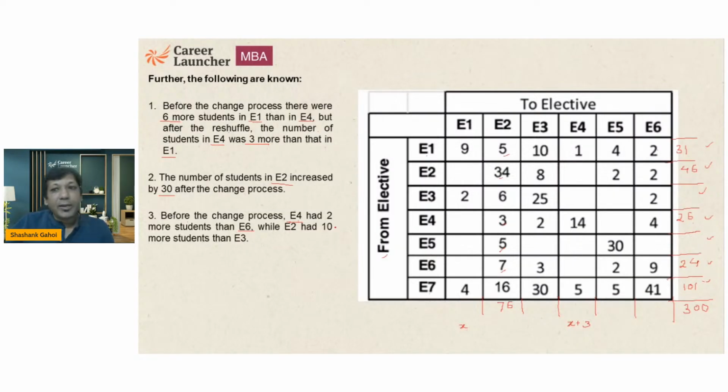While E2 had 10 more than E3, so E2 has 10 more than E3, this should be 36. Okay. Now I am looking for this value, and the summation of all the numbers should be 300. So let's find this number. Basically this plus this, that is 50. Okay. This plus this comes out to be 113.